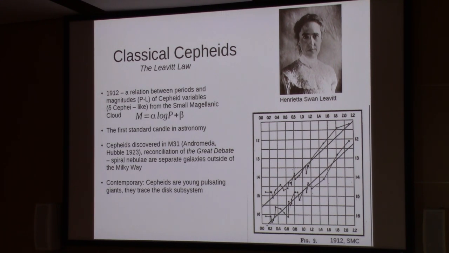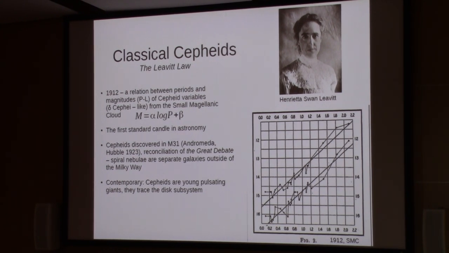And contemporary, we know that Cepheids are young pulsating stars, and they trace the disk subsystem. They are often found near the star forming regions, in very dense and crowded environments, dusty as well. So it makes determinations of distances to them more problematic because of that.